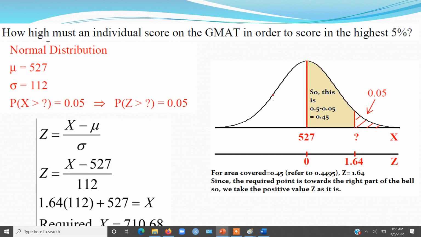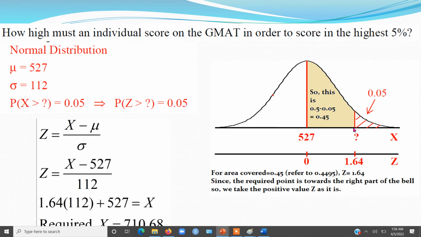Okay, the second part of the same word problem is: how high must an individual score on the GMAT in order to score in the highest 5%? In other words, if you want to be the top 5% scorer in the GMAT exam, how high marks should you get? So you can see I have also shown the same information here in the graph.